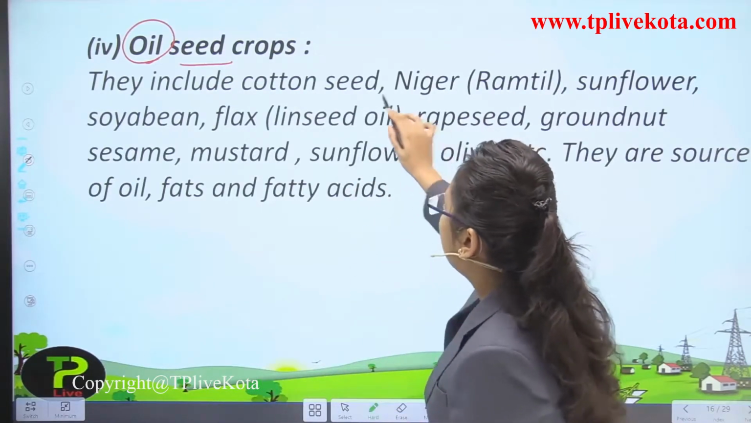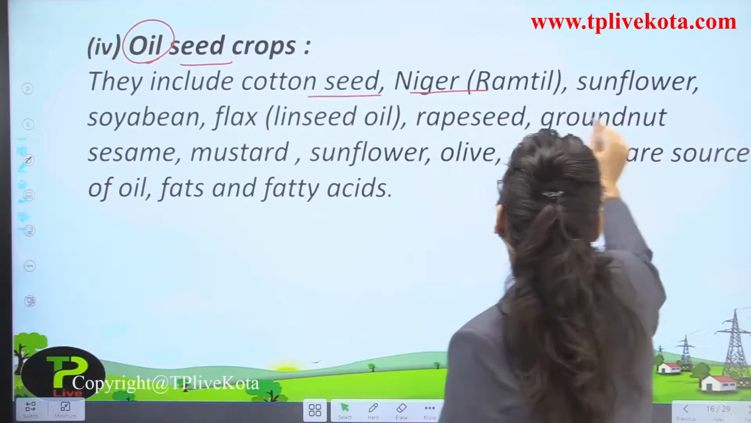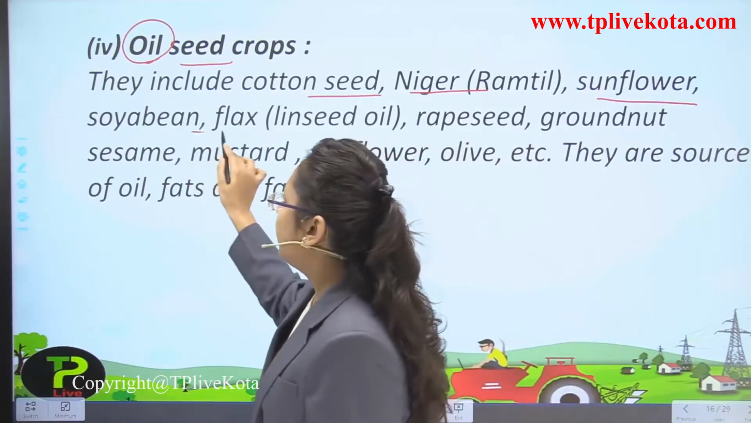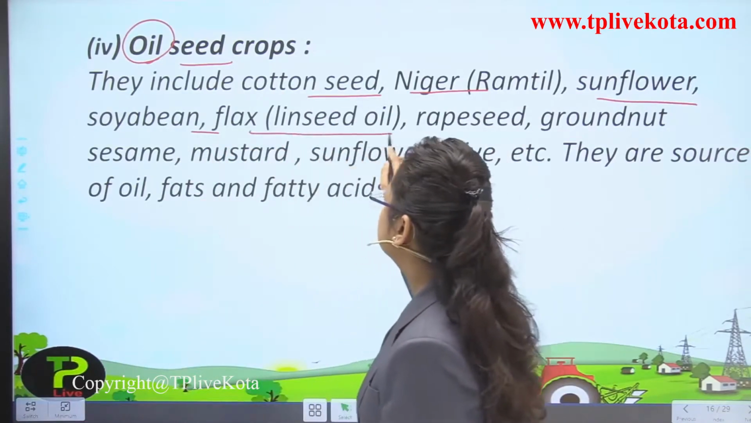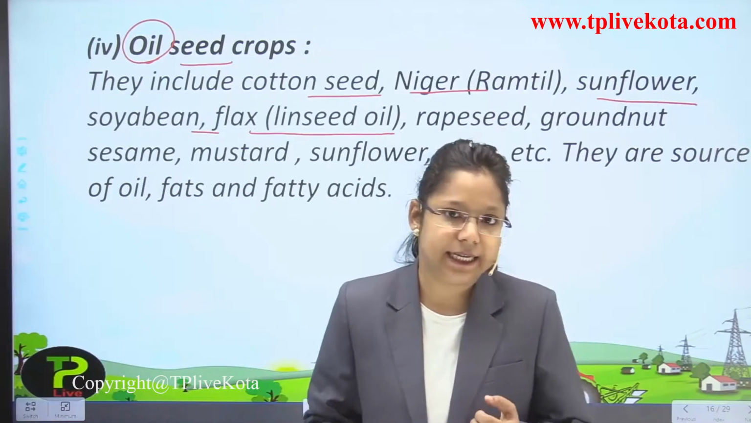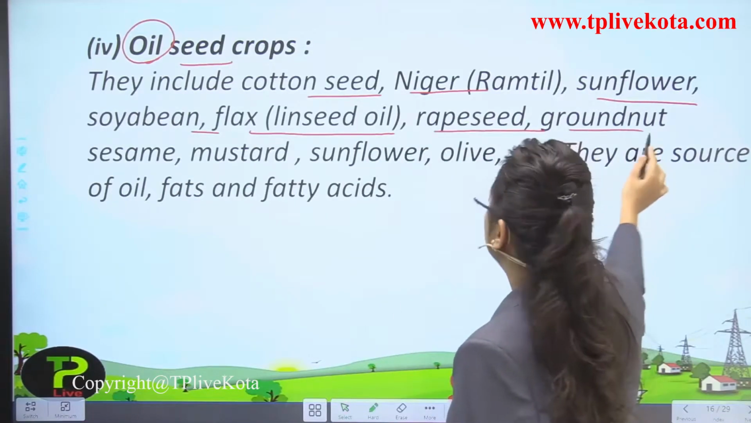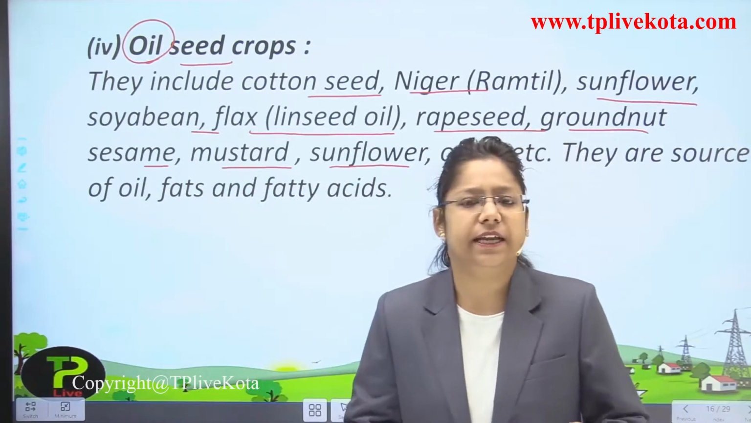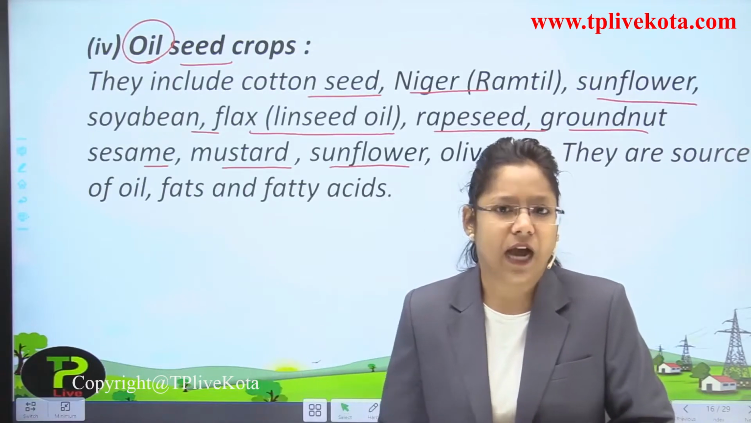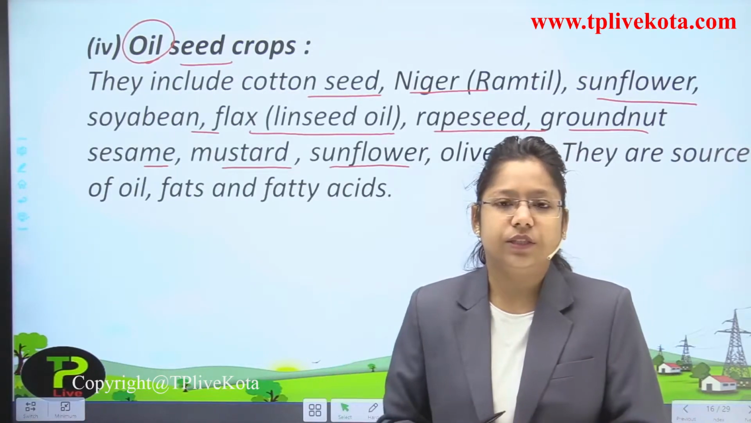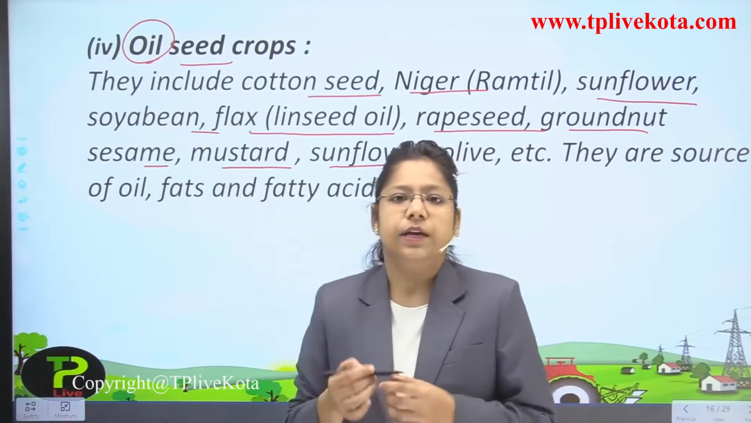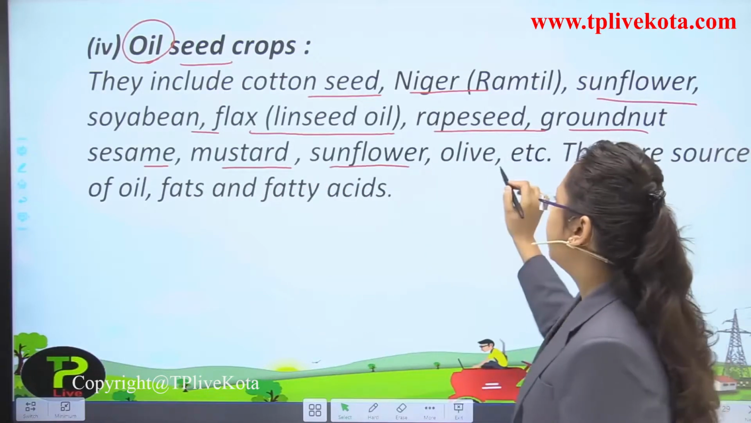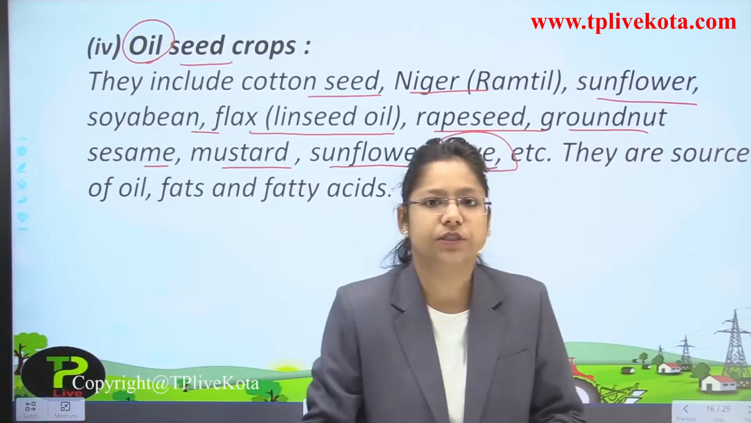So examples are niger, cottonseed, sunflower. You know sunflower oil, many of you are eating sunflower oil. Soya bean oil also. Flax, linseed oil, which is also known as alsi in Hindi. And rapeseed, groundnut, very basic. Groundnut and sesame are very basic. Okay, they can be seen in each and every house. Okay, groundnut oil we use in our daily purposes. Sesame oil also, that is also known as til in Hindi.